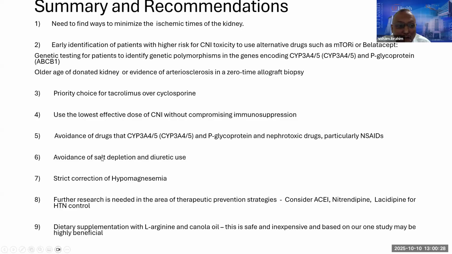And of course, the avoidance of salt depletion and diuretic use, loop diuretics in particular. Loop diuretics are a problem because they worsen the hypomagnesemia and confound the problem. And as I said previously, hypomagnesemia seems to worsen all the causes of vasoconstriction that we spoke about before. So hypomagnesemia is a very common problem in our patients. So using magnesium supplementation and making sure that the magnesium levels are monitored closely and are within the therapeutic range is a very important factor in reducing this problem.